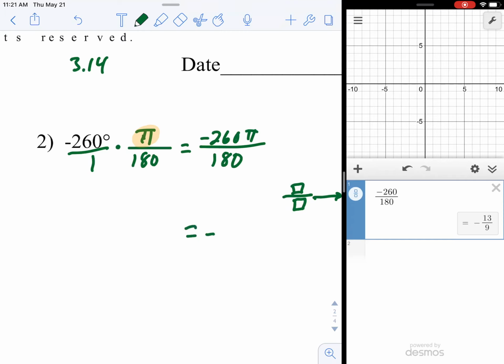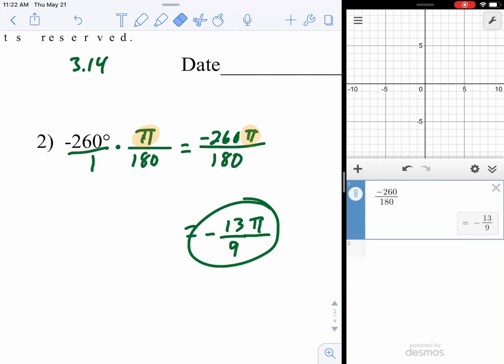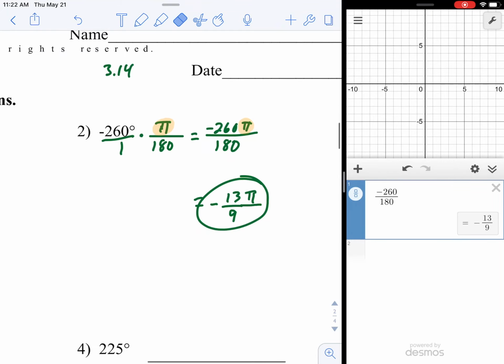So I get negative 13. It does bring the negative out front. Negative 13 over 9. All you have to do now is extend that fraction bar a little bit and put that pi symbol up there with it, and that's the answer. So we have a fairly easy way to handle the fractions in this worksheet. So it shouldn't be any issue at all.